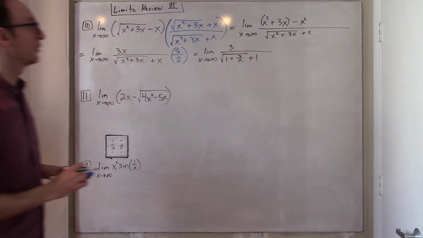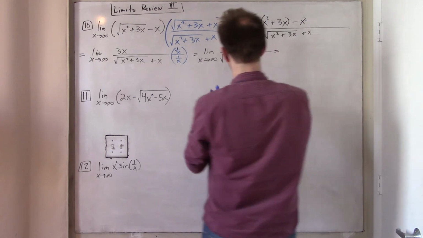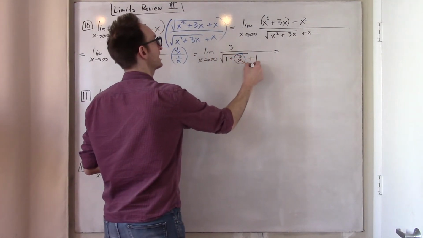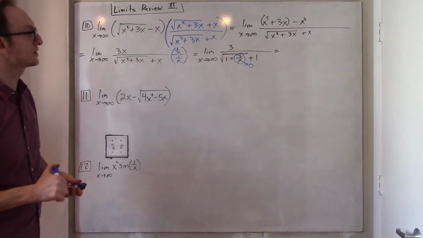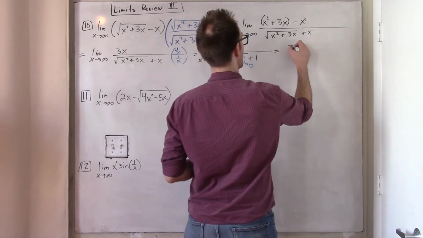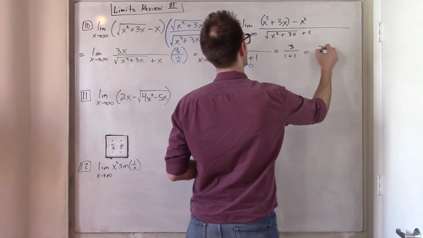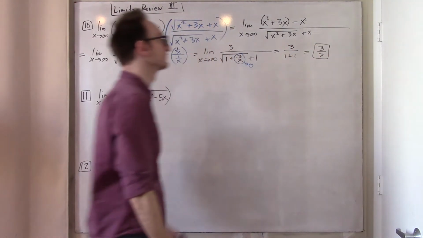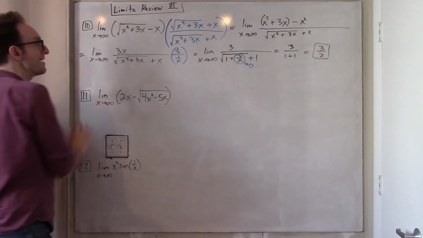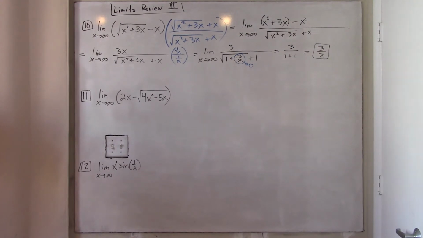So as x goes to infinity, 3 over x goes to 0, and so this is going to 3 over root 1 plus 1. So that's 3 over 1 plus 1, which is 3 halves, and that's the answer to this problem. Okay, that is completely correct. However, you might find it a little bit unsatisfying because it doesn't fully explain what's really going on here.